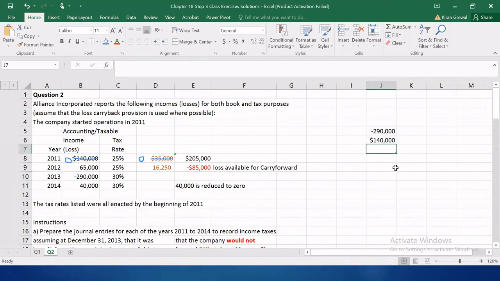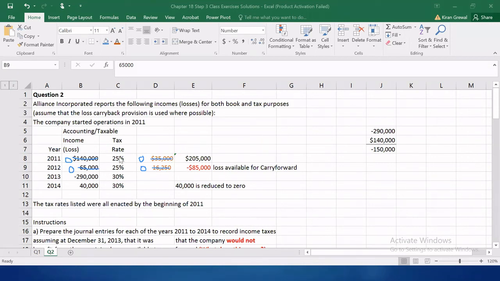All right, so how much of a loss do we have left after we allocate the 140? So let's see, we had 290. We used up 140. We have $150,000 left. We only had income of $65,000 in 2012, so we can definitely use that 150 that we have left in 2012 and bring the 65 down to 0, which means instead of paying $16,250 of taxes, we no longer owe that, we owe 0. We've already paid this, so we're going to end up getting a refund.